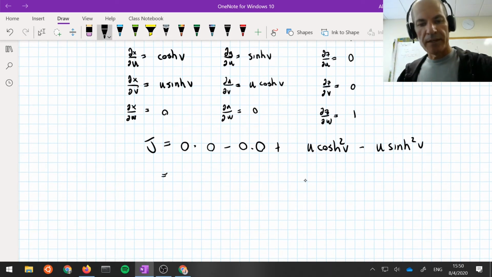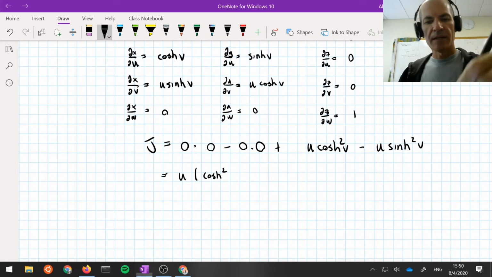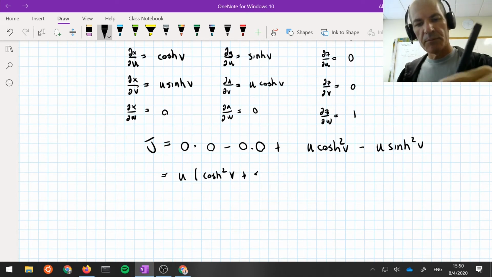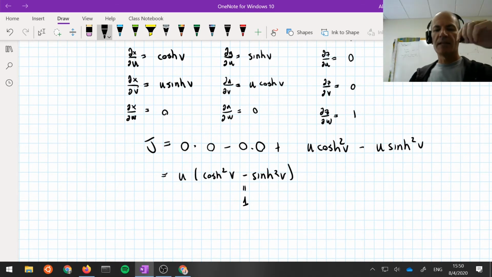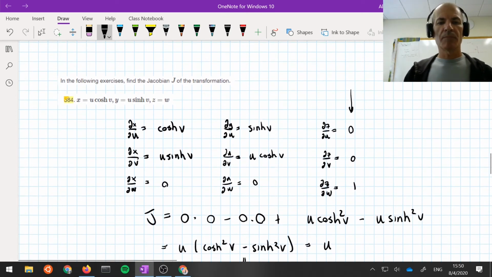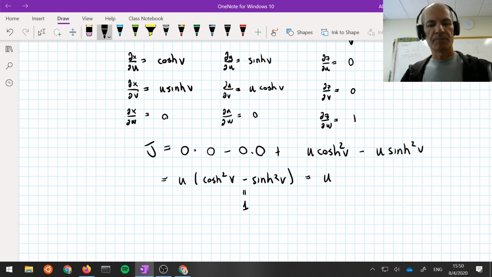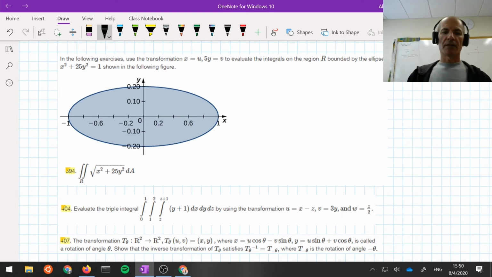This actually simplifies quite a lot. U times hyperbolic cosine squared v minus hyperbolic sine squared v. Now, you may or may not know this, but the hyperbolic trig functions have their own identities, and this is one of the identities. The hyperbolic cosine squared of v minus the hyperbolic sine squared of v is actually 1, and this simplifies to u. So the Jacobian of this transformation is u. All right, I'm going to pause there and go to my meeting, and then I will finish this up a little bit later.